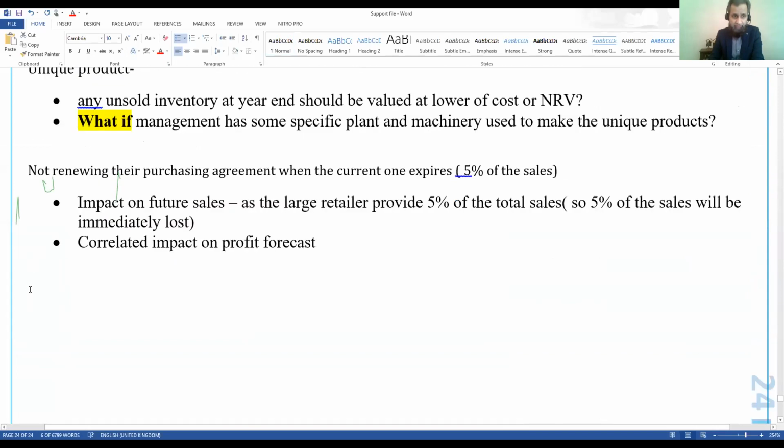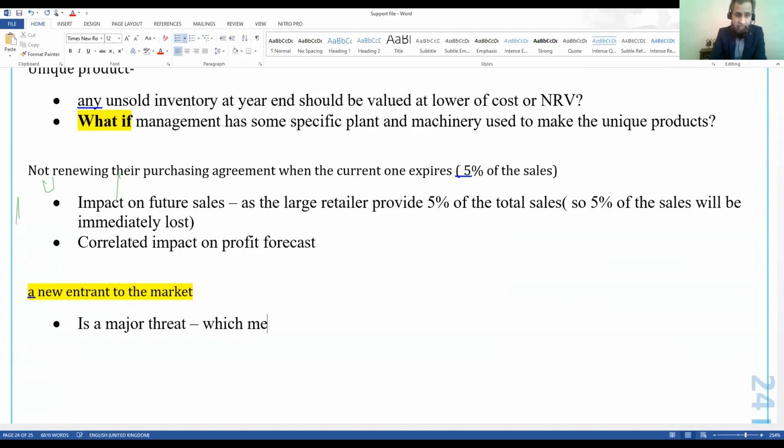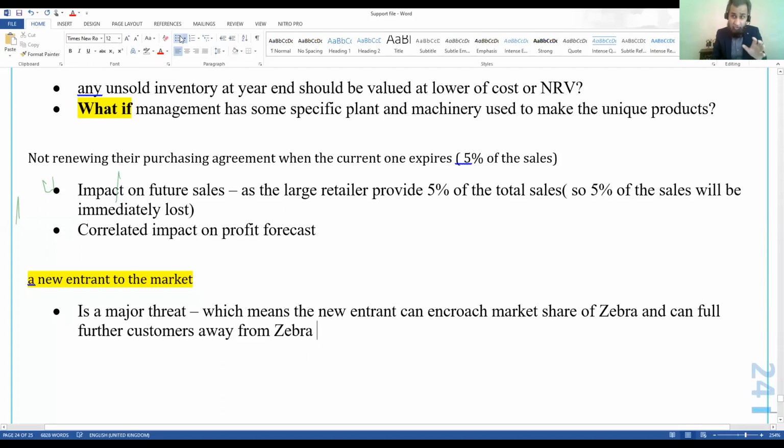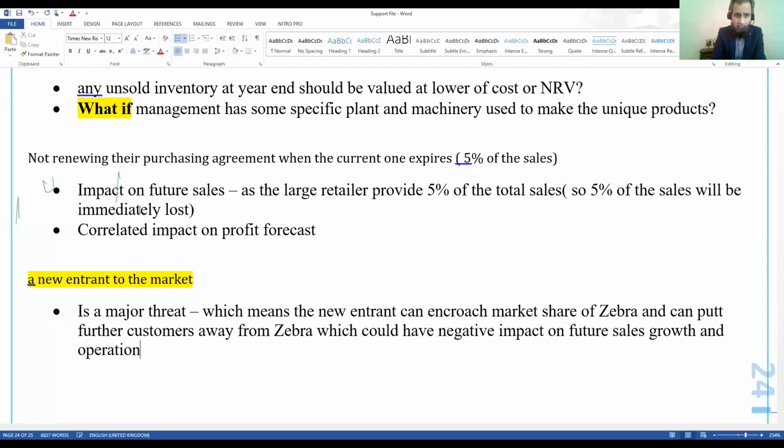on profit forecast. And the last point is more threatening, because the last point says a new entrant in the market. And you say a new entrant in the market is a major threat, which means the new entrant can encroach market share of Zebra and can pull further customers away from Zebra, which could have negative impact on future sales growth and operating profit forecast. Full stop.